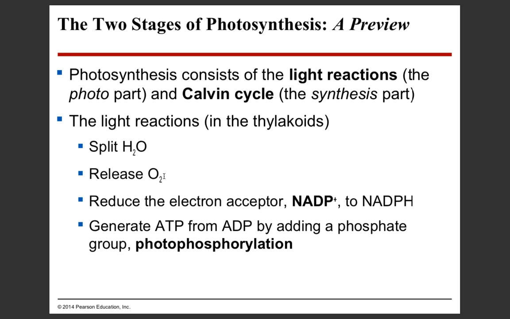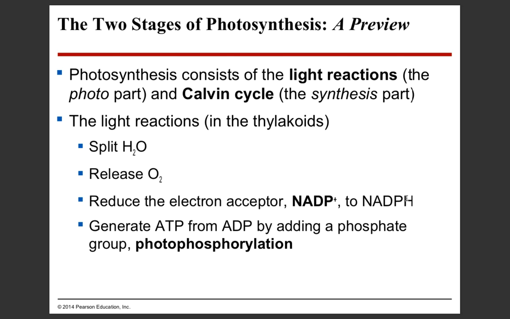Very important. We are going to reduce the electron acceptor, NADP+, to NADPH. Now again, what is reduction? RIG, reduction is gain. Gain of what? Electrons. How do we gain an electron? It looks like an H, hydrogen. So now we have NADPH because we just got reduced. We're adding an H because reduction is gain, rig, oil rig.